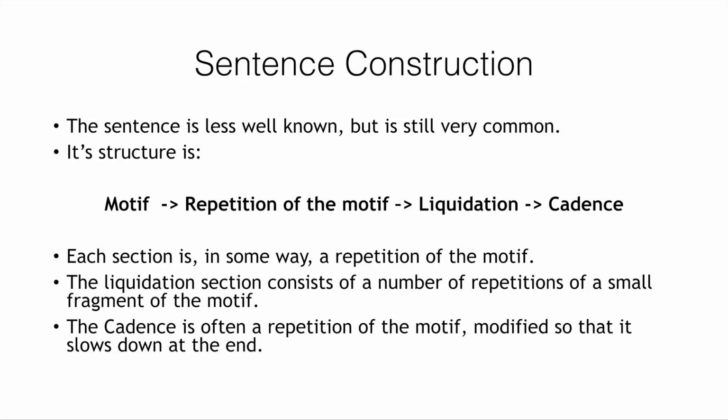The other structure, which is a bit less well known, but is still quite common in the musical literature, is called the sentence construction. And this starts as a motive, then repeats the motive again, could be a varied repetition. Then it has a thing called a liquidation, and a liquidation is when you repeat part of the motive a bunch of times. And then we have a cadence, and often the cadence is essentially a repetition of the motive again, and often it slows down at the end, which is referred to as agogic emphasis.